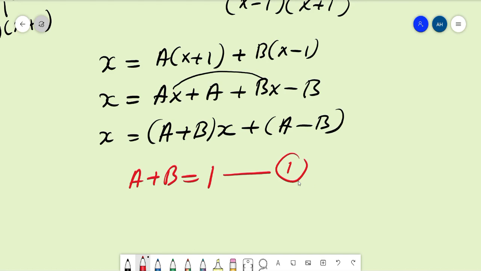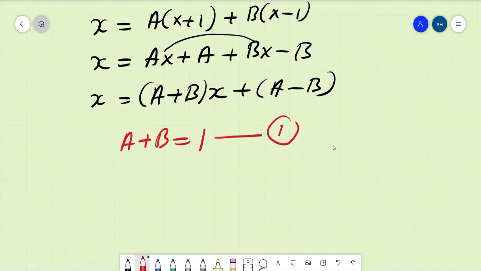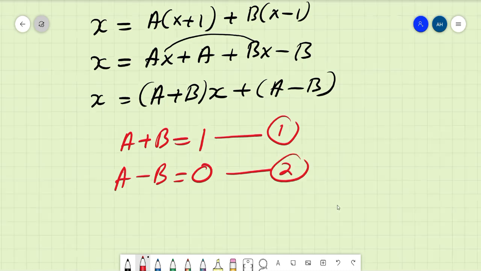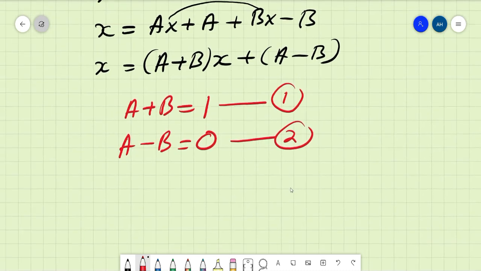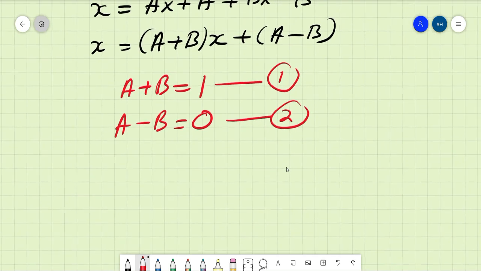Now for the terms without x, or what we call the constant, on the left hand side we don't have it, meaning the constant component is equal to 0. On the right hand side, the constant component is a minus b. Therefore a minus b is equal to 0. This will be our equation number 2. Now we have two equations here, and we have two unknowns, that is a and b. We can solve that by using simultaneous equations.